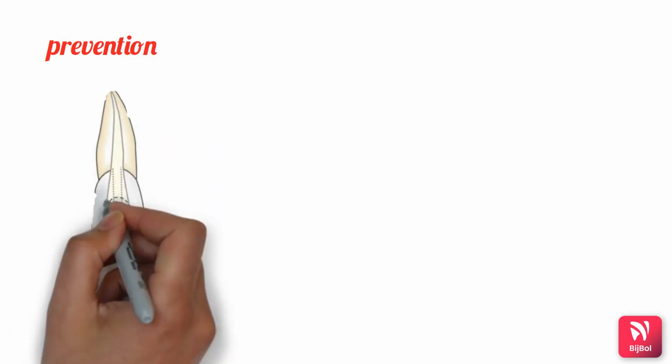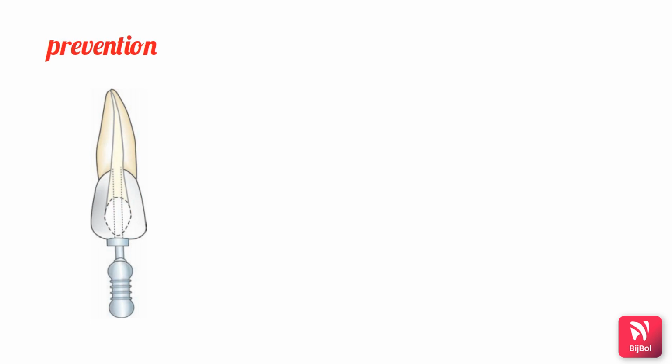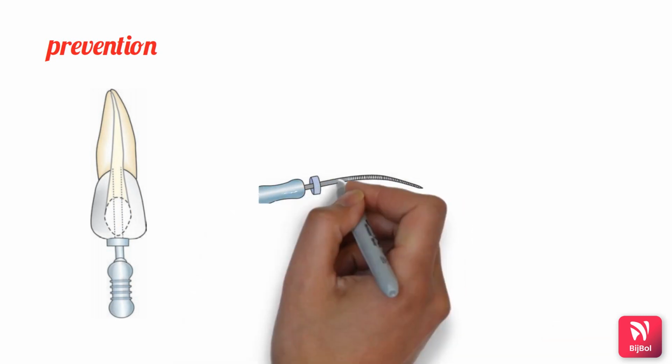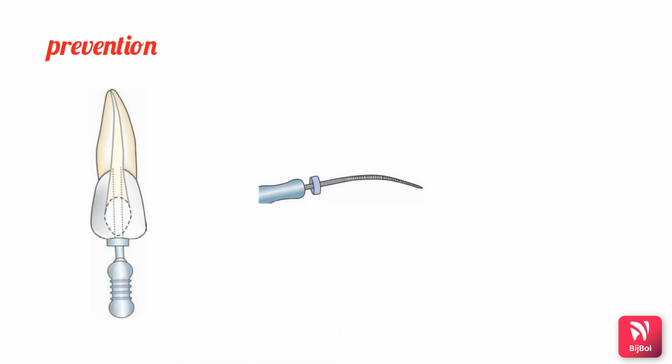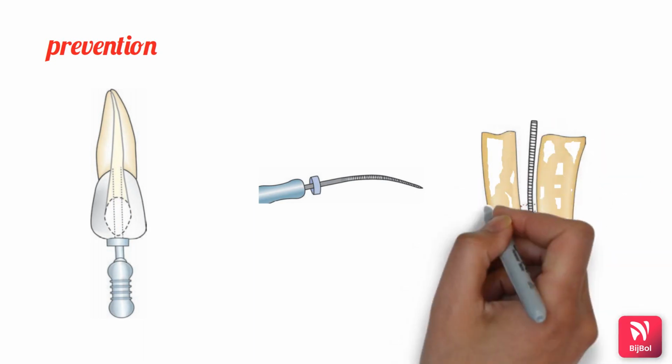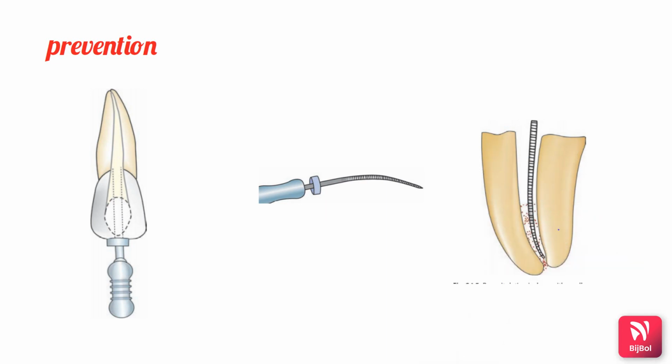So, how do we prevent it? Use sound and reproducible reference points, pre-curve all instruments for use in curved canals, and use directional instrument stoppers. Copious irrigation and recapitulation throughout the cleaning and shaping procedure help in avoiding the loss of working length. Also use sequential file sizes.